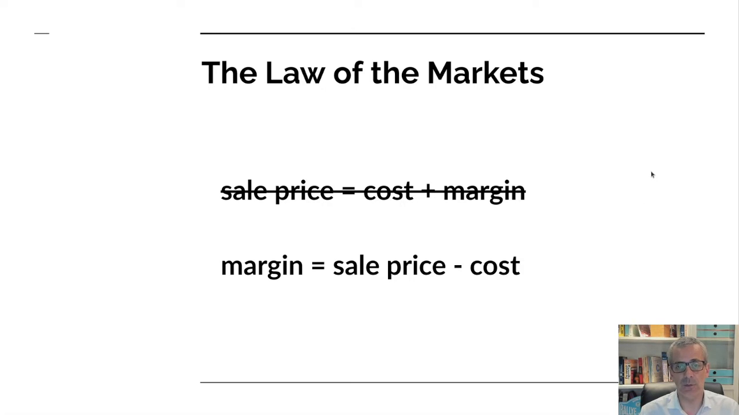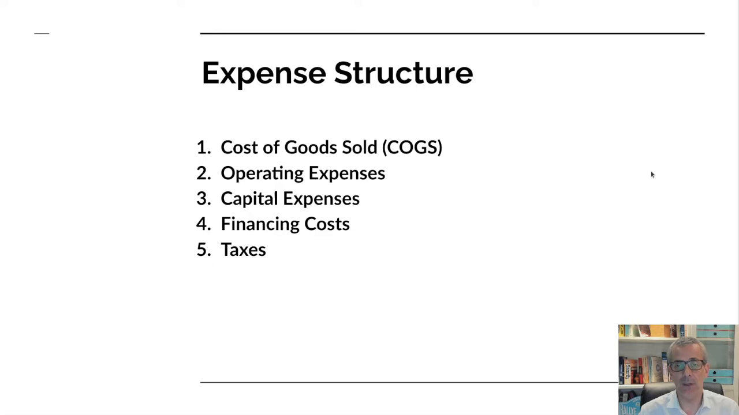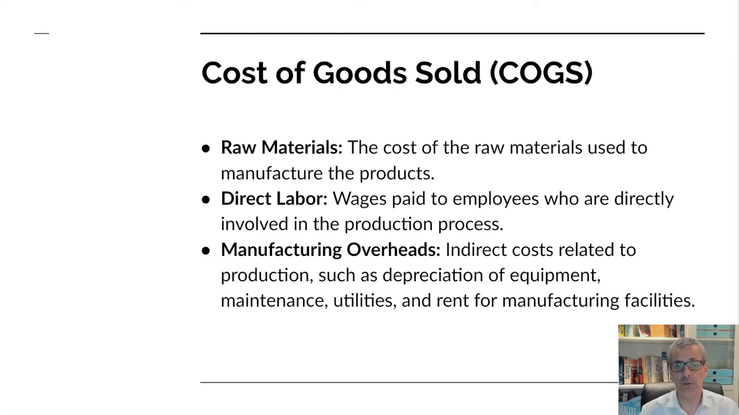With this out of the way, every manufacturing company has an expense structure: cost of goods sold, operating expenses, capital expenses, financing costs, and taxes, right? We are just going to focus on the first one, which is the cost of goods sold. Cost of goods sold is usually the sum of the raw materials plus the direct labor and manufacturing overheads like energy, equipment, depreciation and maintenance, and that sums up into the cost of goods sold.